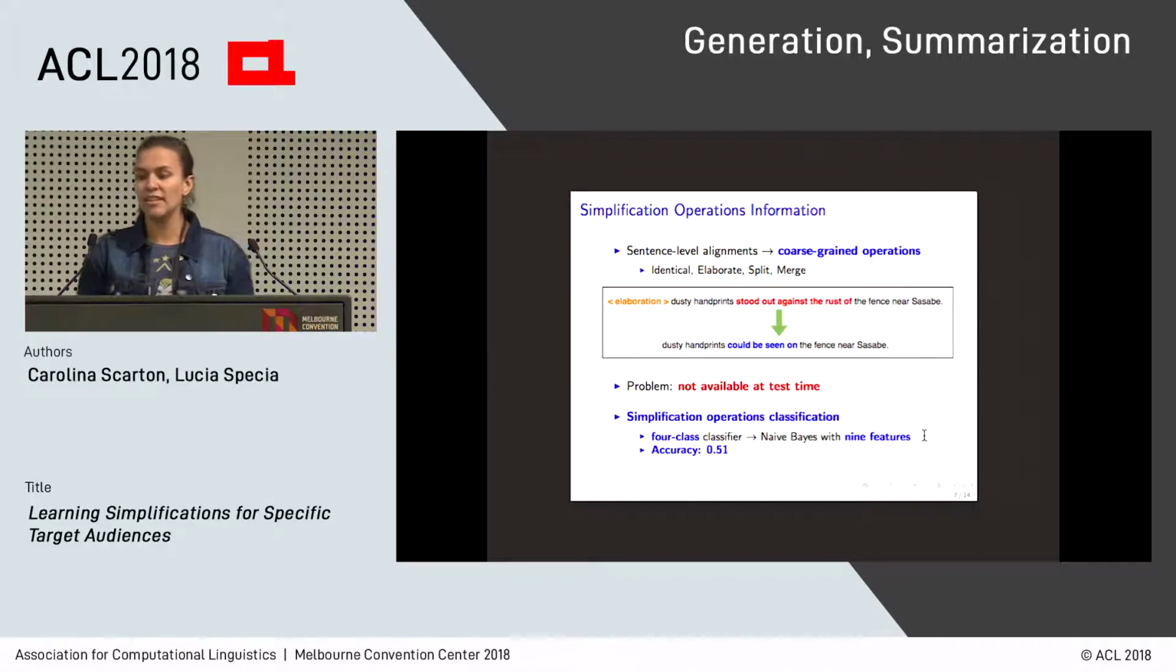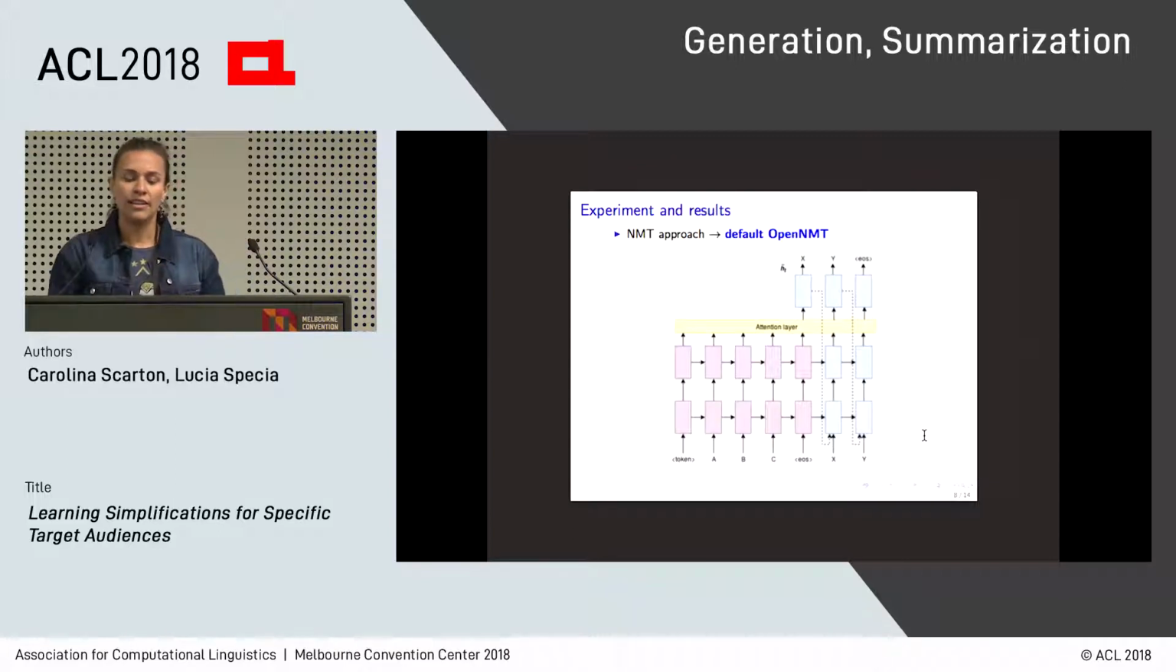So what we did is we experimented with a classifier for this task. We built a simple classifier with naive Bayes and 9 simple features. And the idea here was just, as a proof of concept, to see which type of results we would get. In terms of architecture, we didn't change the neural machine translation architecture, so we used a neural machine translation approach. The only thing is that we added this artificial token to the beginning of the source sentence, and then the network should account for that.